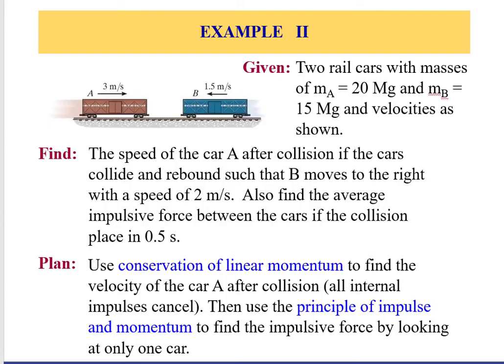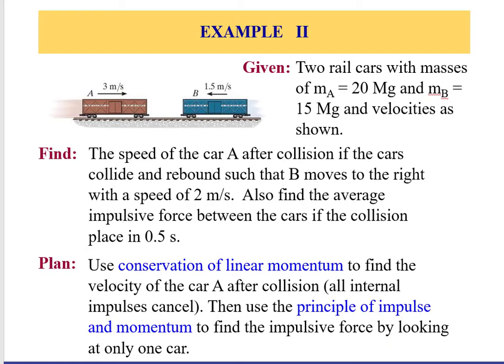Let's take another example of 2 rail cars with masses of 20 megagram, which is 20,000 kilogram, and 15,000 kilogram, with velocity shown in the graph. We want to find the speed of car A after the collision if the cars collide and rebound such that B moves to the right with a speed of 2 meters per second, and also find the average impulse force between the cars if the collision takes place during 0.5 seconds.